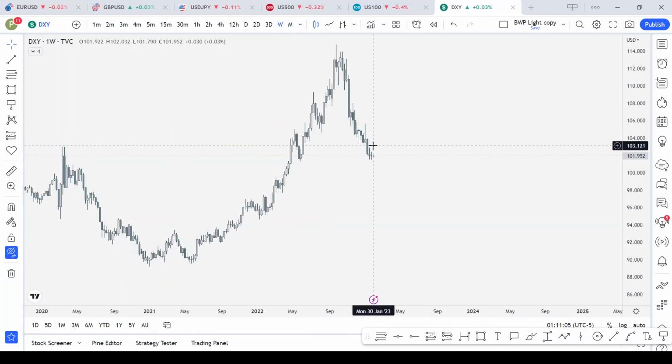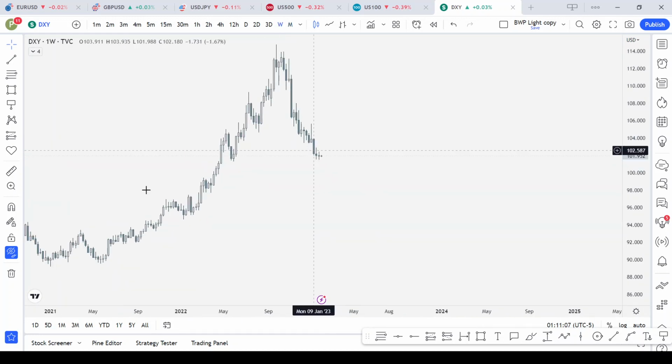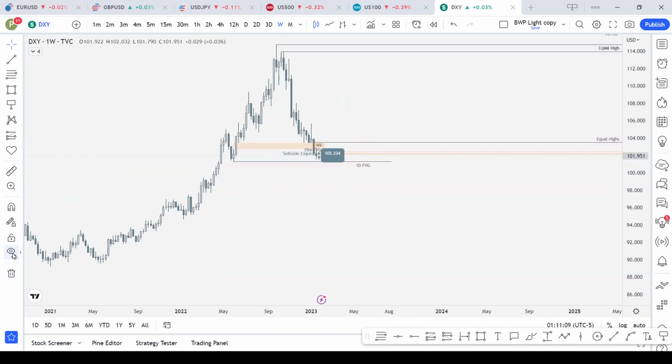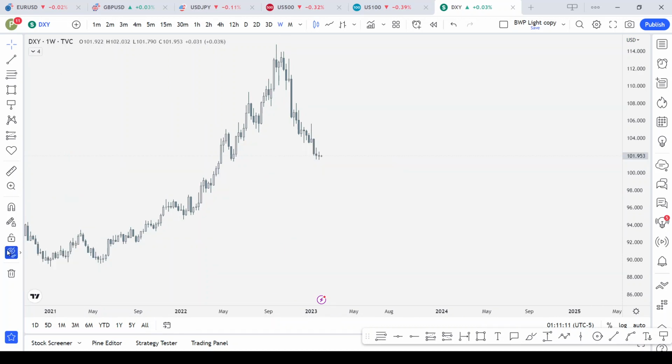So let's go to the weekly time frame. On the weekly time frame, we have this weekly fair value gap, from this candle's high to this candle's low. That's a weekly fair value gap. Now look to your left. We also have this weekly fair value gap that price has traded below. So that gap is not inverted.